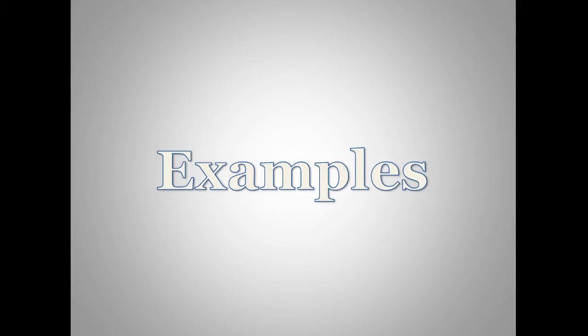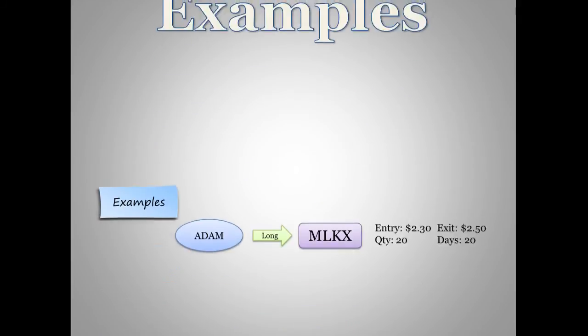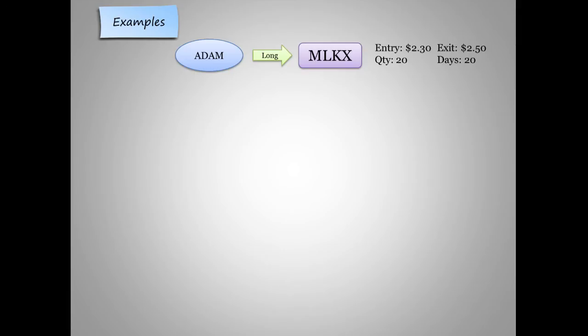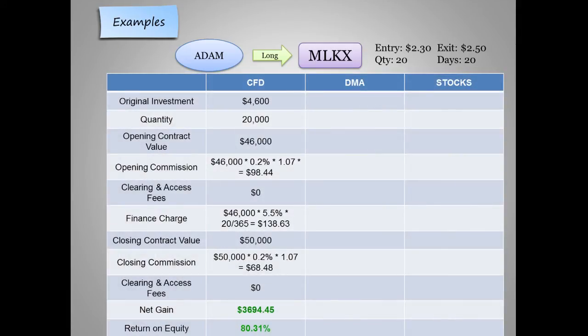Well then, let us do a couple of examples of what we have learned so far and conduct a comparison between the various products. Let's revisit Adam and compare the different charges that he has to pay should he use other products to conduct his trades. Just to refresh your memory, this was what occurred earlier. Adam bought an equity contract at $2.30, purchasing a total of 20 lots. He exited 20 days later at $2.50. We have already observed how this is worked out in the CFD account.